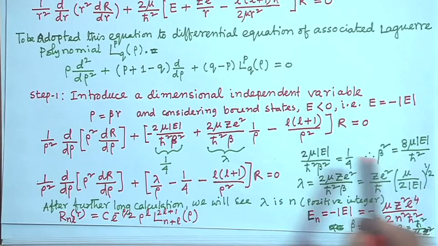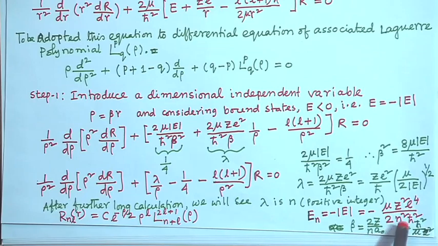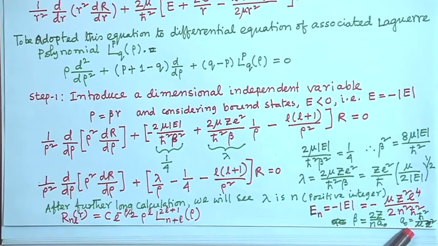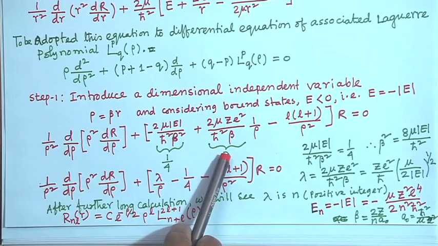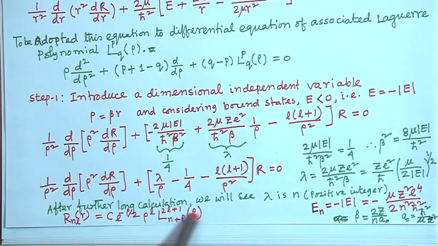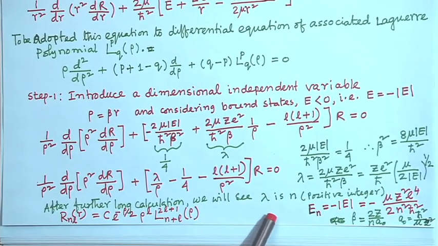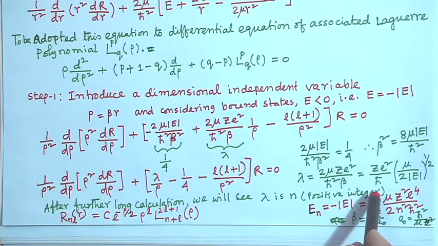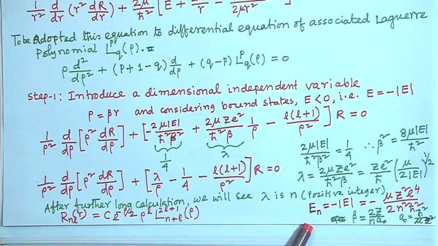So, now E will be equal to minus mu z square e to the power 4 by 2 n square h cross square, okay. So, here lambda, whatever you consider, is nothing but n. After further long calculation one can show that lambda is n, and it can have only positive integer values, and it is the principal quantum number, okay.